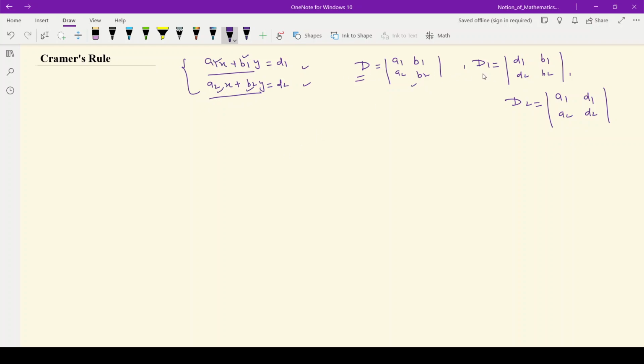That's it. And how is D1 formed? D1 means this first column is actually replaced. I mean to say, this a1 a2 is replaced by d1 d2, and the second column is as it is. And if you observe this determinant D2, here the second column is replaced by d1 d2, but the first column is the same, like a1 and a2.